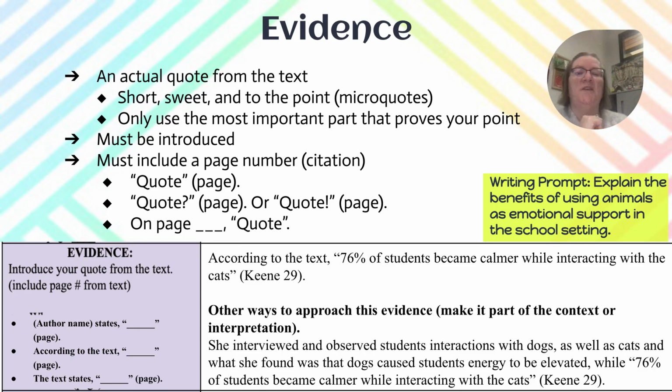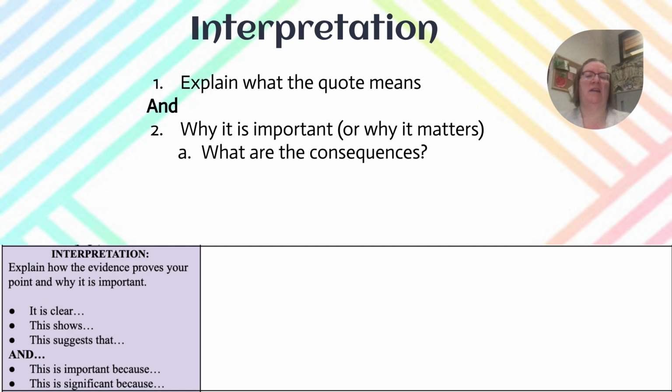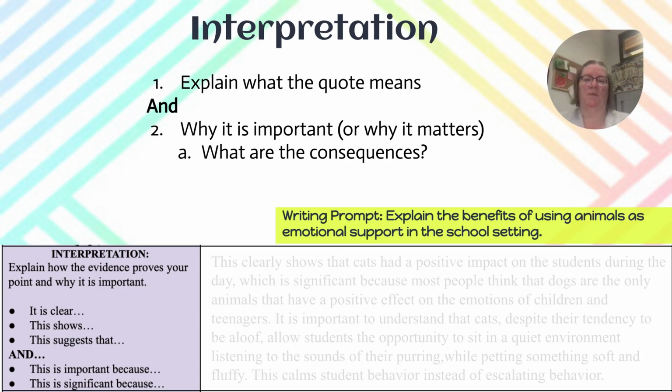So then what happens after we have our evidence? Well, we have to interpret it. We have to explain it. But in high school, it's more than just explaining. It is digging deep and interpreting the actual evidence. So you want to explain what the quote means, and you want to explain why it is important or why it matters to what you said your assertion is. What are the consequences? So here is an example.